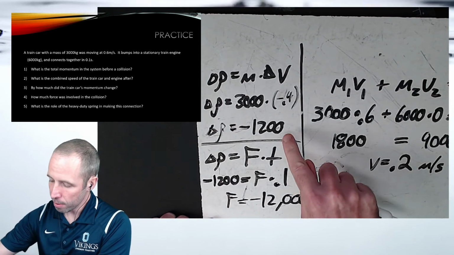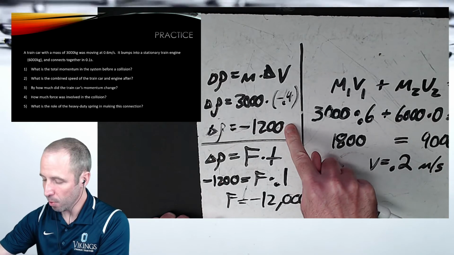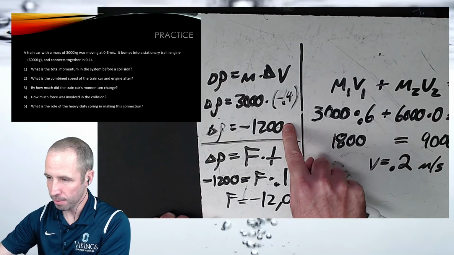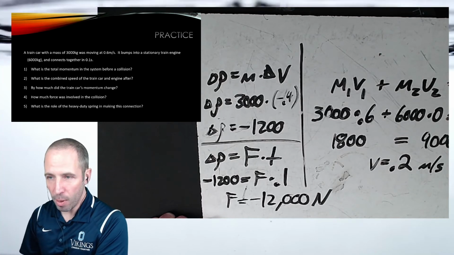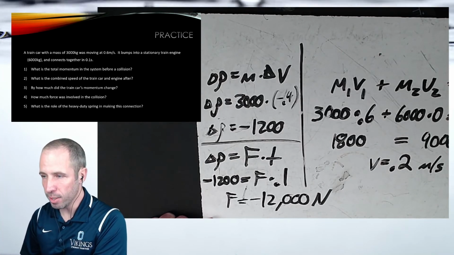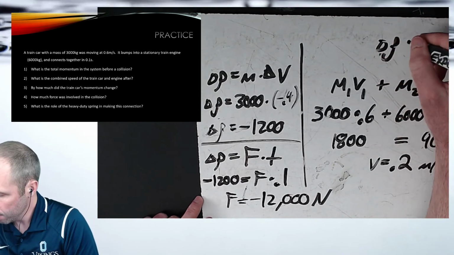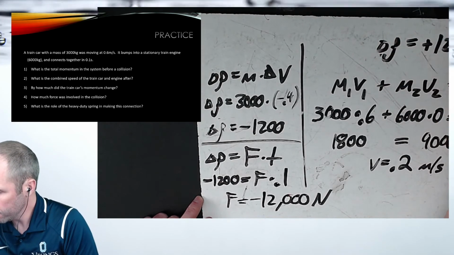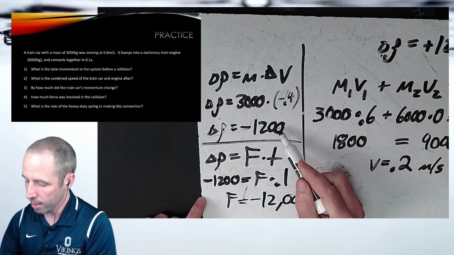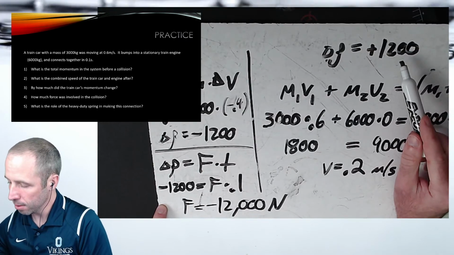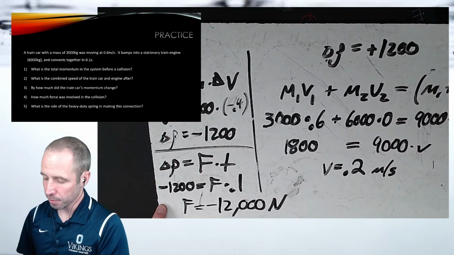And by the way, if the train car had its impulse of negative 1,200, it lost this much momentum, then by how much did the momentum of the train engine increase? That would be positive 1,200. Momentum doesn't just disappear. If the train car lost it, then the train engine must have gained it. It should show up somewhere else in the system.